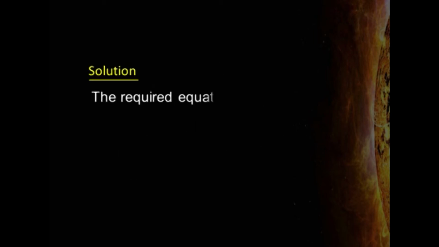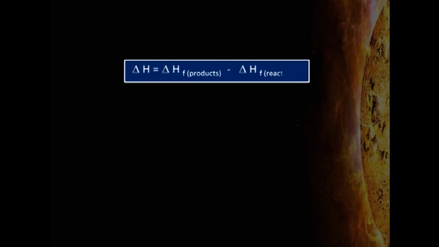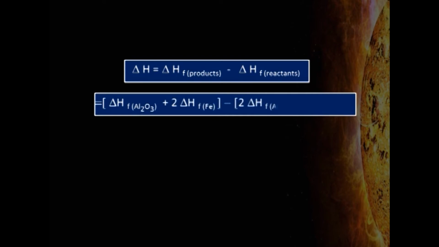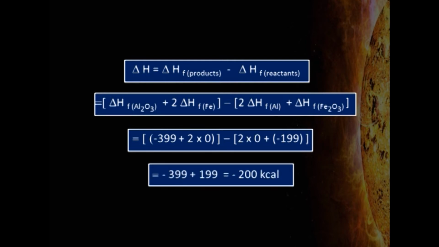Now, the required equation for the calculation of this example is 2 Al plus Fe2O3 giving Al2O3 plus 2 Fe. Now delta H for this reaction is not given. So delta H of the reaction will be equal to delta H products minus delta H of reactants, which is equal to delta H formation for Al2O3 plus 2 into delta H formation of Fe minus 2 into delta H formation of aluminium plus delta H formation of Fe2O3. This will be equal to minus 399 plus 2 into 0 minus 2 into 0 plus minus 199, which is equal to minus 399 plus 199 equal to minus 200 kilocalories.